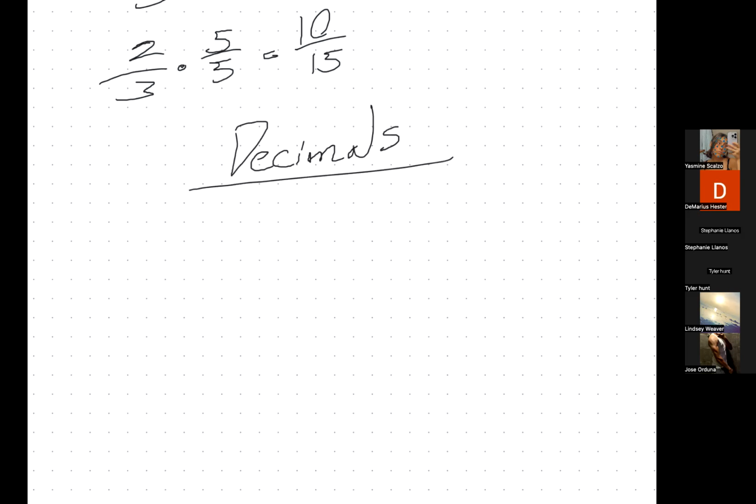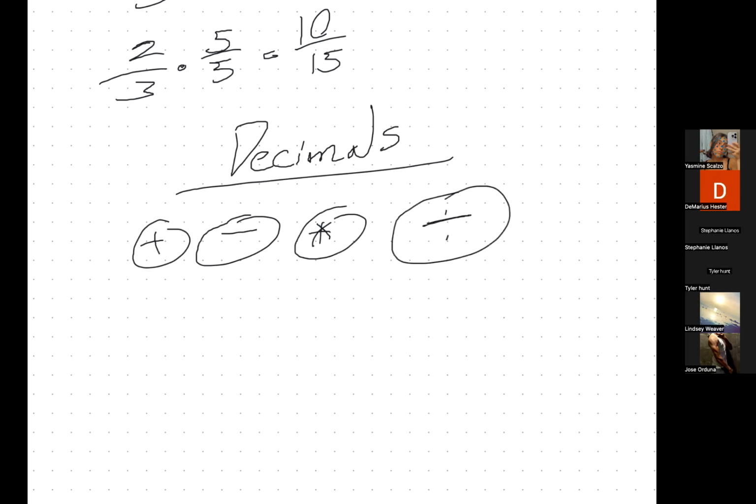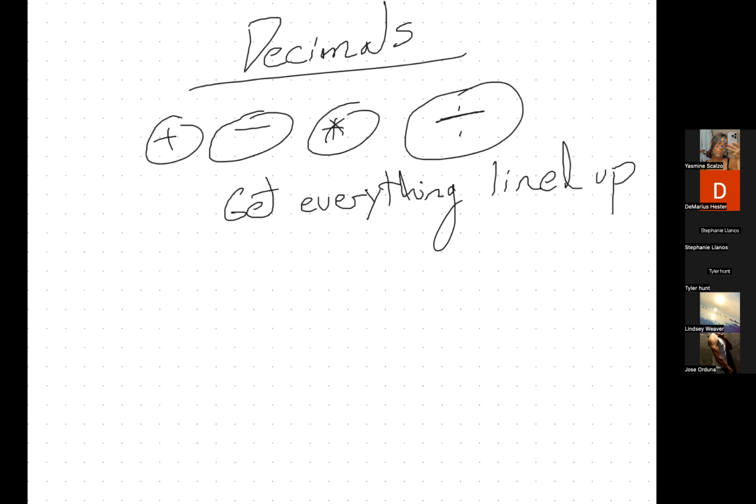So decimals. When we do operations on decimals, and an operation is addition, subtraction, multiplication, division, the important thing to remember is get everything lined up. We want to get the decimal places next to each other, basically. So let's do an example of what I mean. 0.77 plus 14.6. What we have to do is write 14.6 plus 0.77.